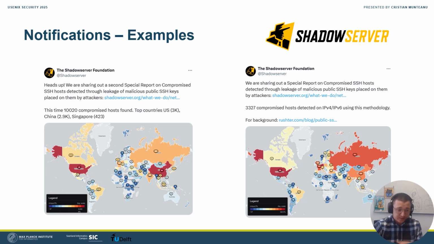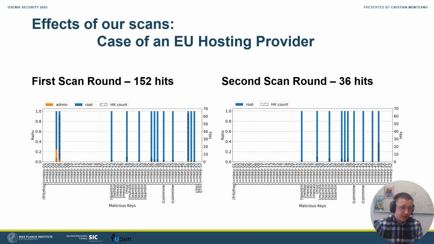So did that help? We have here a very nice case of a European hosting provider where we see during our first scan that we got 152 hits on both usernames admin and root. There are multiple keys that got a hit in this hosting provider, but on the second scan, after the notification went out, we see that this number was dramatically reduced to 36 hits and probably reduced further afterwards.